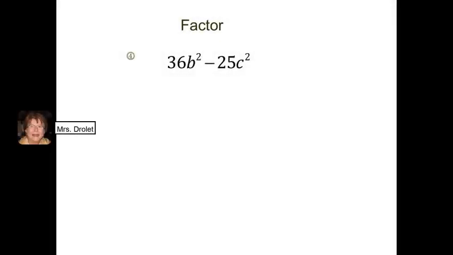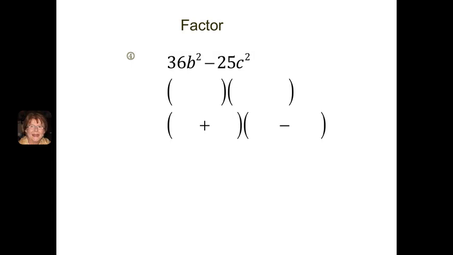Get into the habit of doing these steps. First of all, check to see if you have a greatest common factor. There isn't. Then count the number of terms. You have two terms. Recognize that you have the difference of two perfect squares. After you've recognized this method, place your two sets of brackets. One factor will be the sum, the other will be the difference.